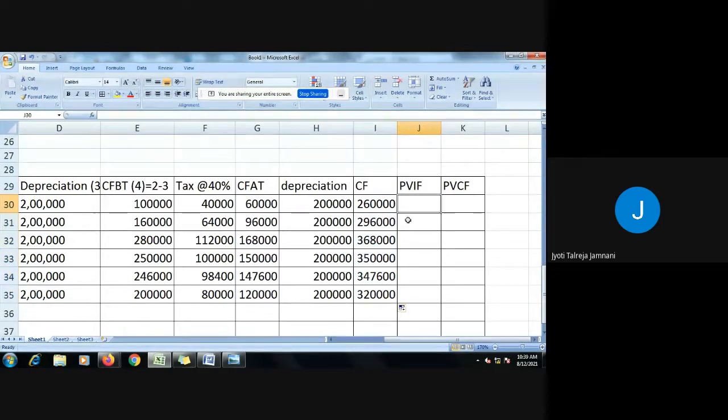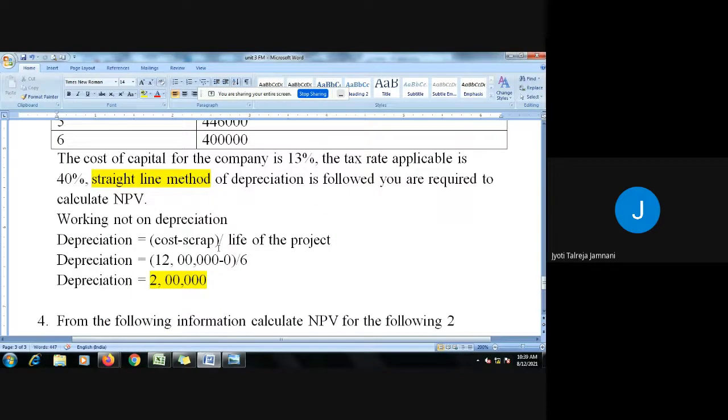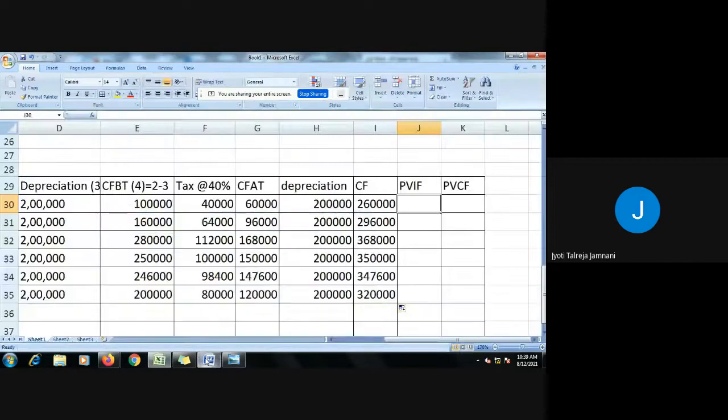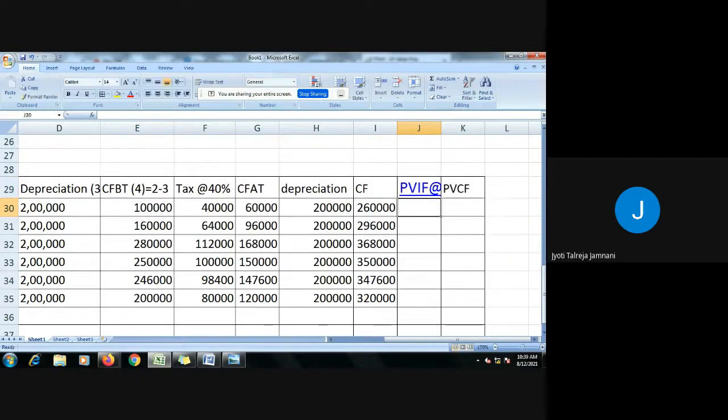So we need to check what is the interest rate that they have given. Their cost of capital is 13%. So we are going to take 13% as a rate to find the present value of cash flow. So, present value interest factor at 13%. In the table, we have to see 13%.